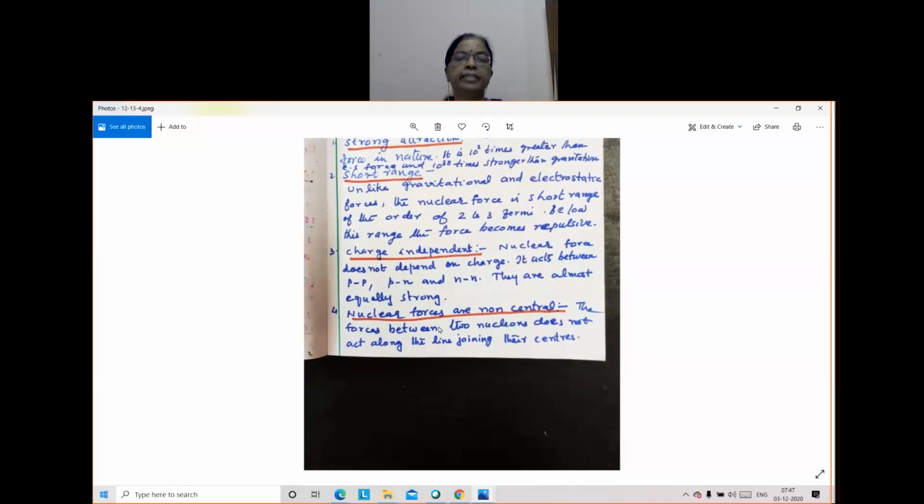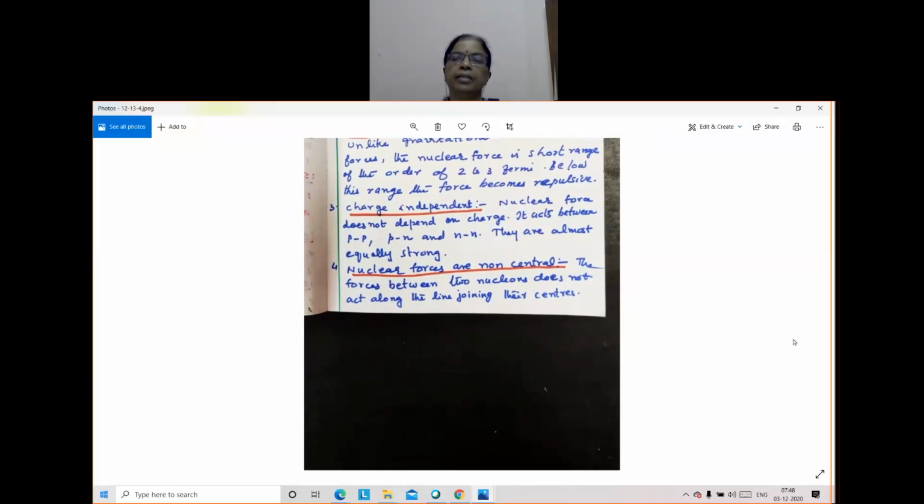Then the next property: nuclear forces are non-central forces. Gravitational force is a central force. We know it acts along the line joining the centers. But nuclear forces are non-central. The forces between the nucleons do not act along the line joining the centers. So that is another property.